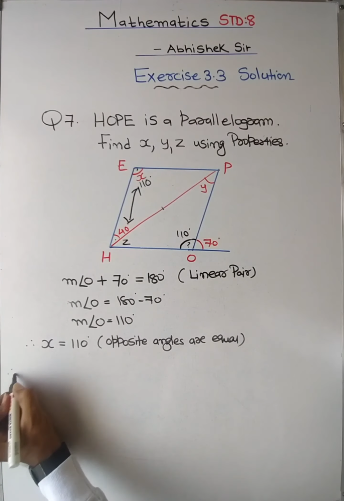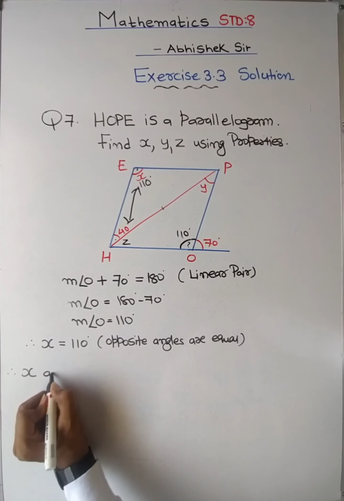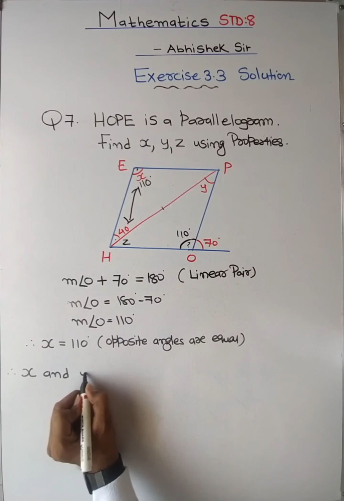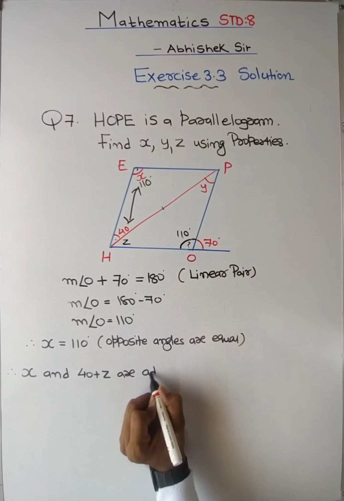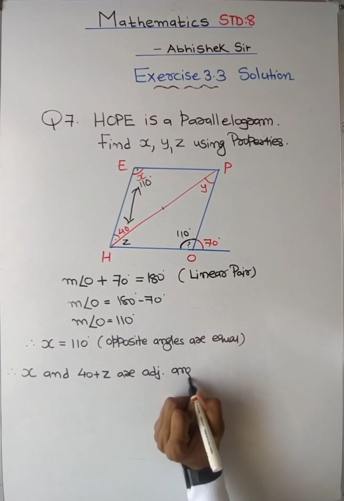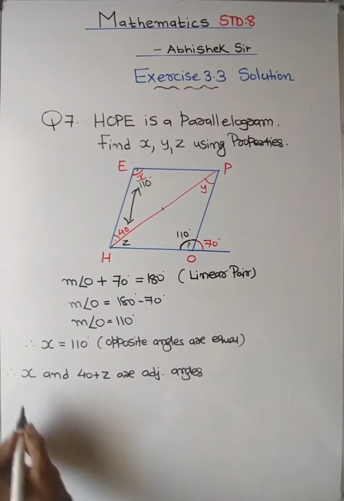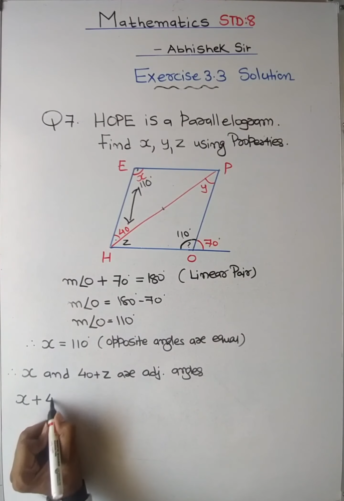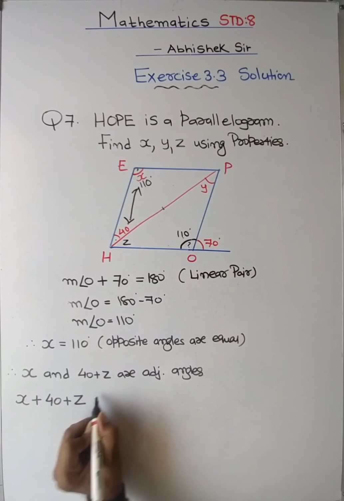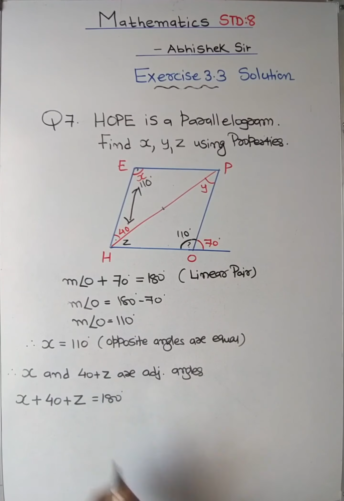So you write x and 40 plus z are adjacent angles. Clear? So what if we add them? x plus 40 plus z equals 180 degrees.